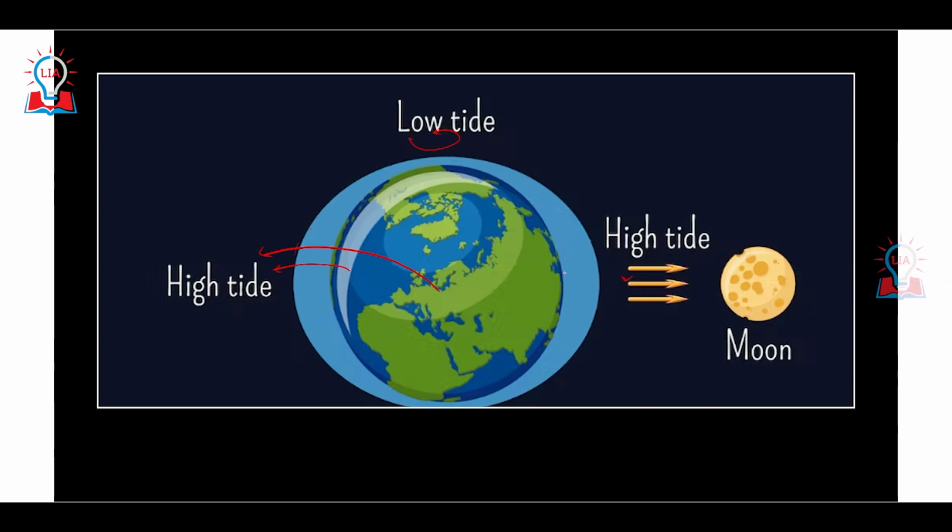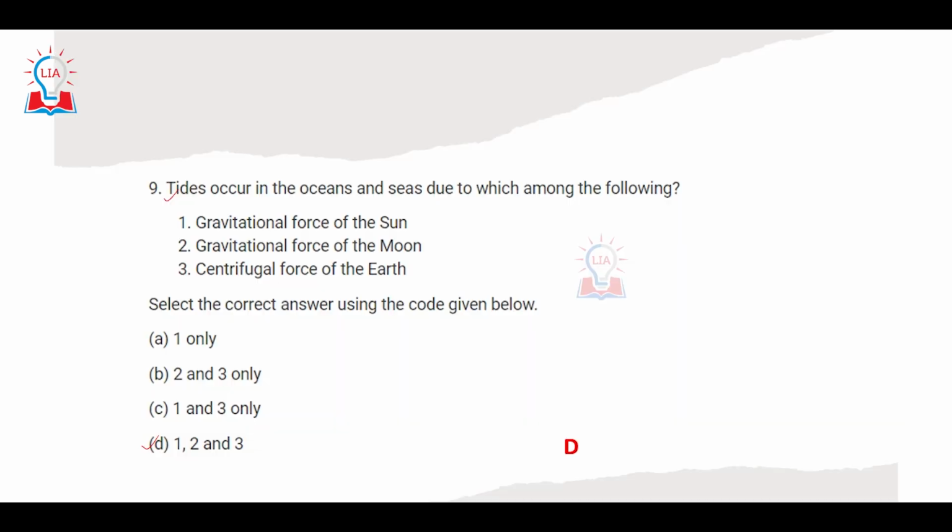So at the same point of time, at two places on the earth, we experience high tide, which are diametrically opposite to each other. One is due to the gravitational force of the moon and the other due to the centrifugal force of the earth. On the other hand, depending on where the sun is situated, the sun also has a strong gravitational pull, and it also causes the movement of the ocean water away from the surface, and thus causes the tidal phenomenon. So D, 1, 2 and 3, is the correct statement here.